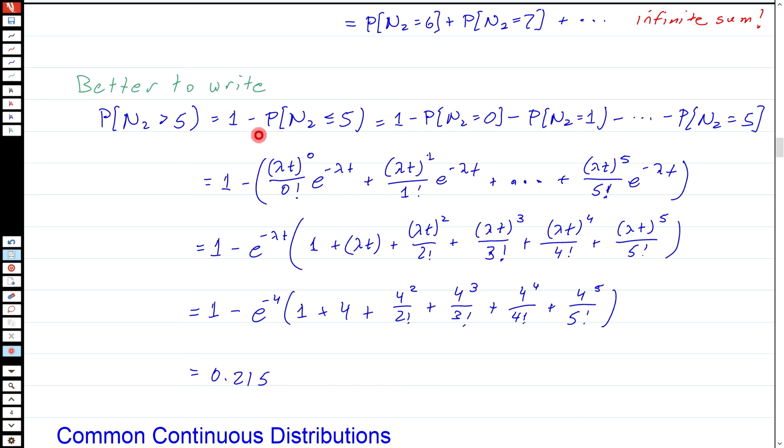The e to the minus lambda t is common. I can bring that out front, so I've got that there. And then I just have inside a sum of things that involve lambda t. In our particular case, lambda t is 2 times 2, so they're all 4s. So we get 1 minus e to the minus 4, times 1 plus 4 plus 4 squared over 2 factorial, and so on and so forth. And altogether the result is 0.215.